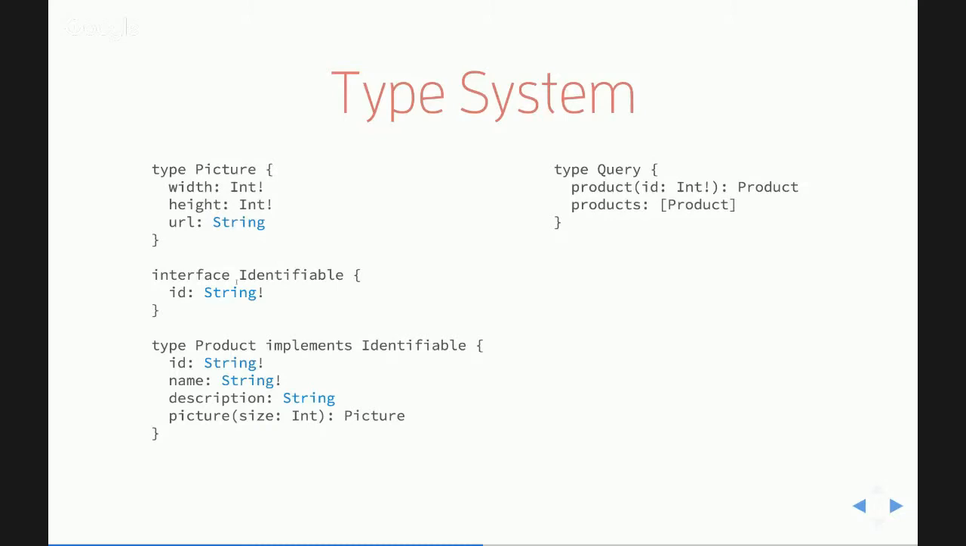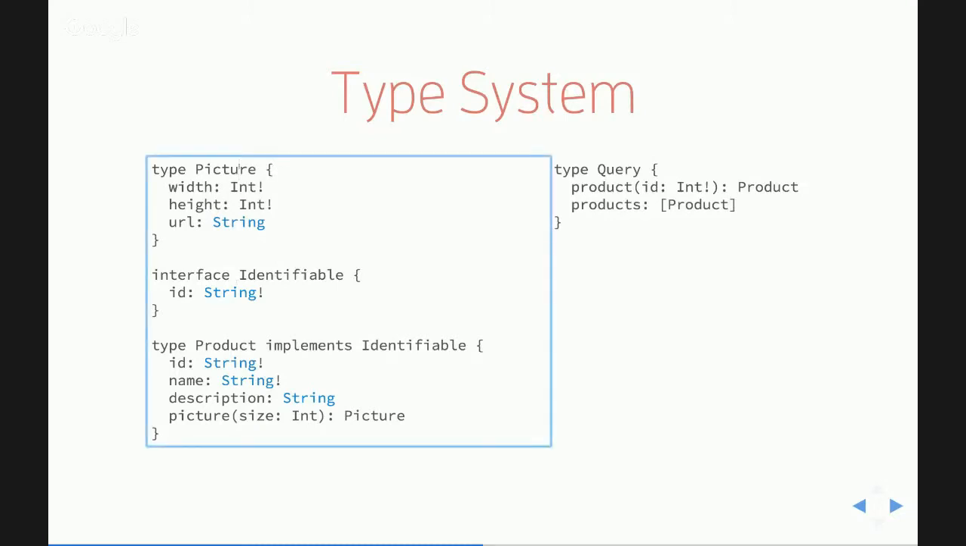And the type system of GraphQL looks kind of like this. So this is a human readable representation of a type system. Later I will show you how you can actually implement it in Scala. And if you look closely at what the type system is and how it looks, here I define a type picture, and it's a type, so it's kind of an object which has properties, so which has different fields. This exclamation mark, for example, means that this field is mandatory, so it's not optional.